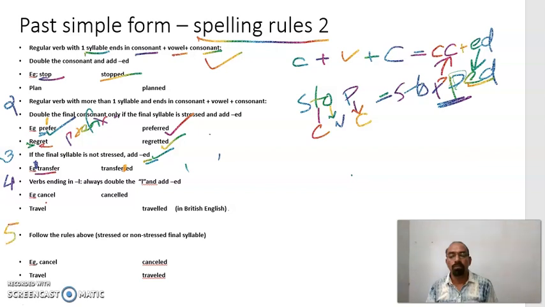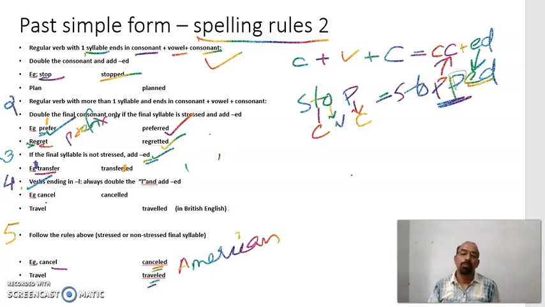Look at the fifth rule. Follow the rules above. That is this rule. Stressed or unstressed, final syllable. Whether it is stressed or unstressed, in American English, they use only one L. Travel, traveled, cancel, canceled. This is in American English. So that is the difference between spelling differences in British and American English. Now let us move on to the next section.